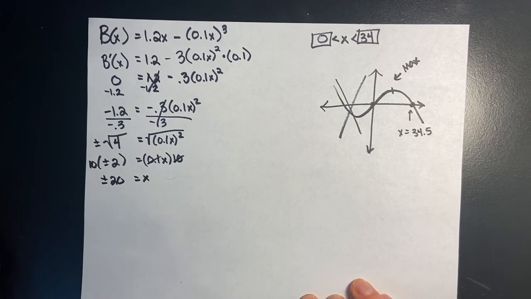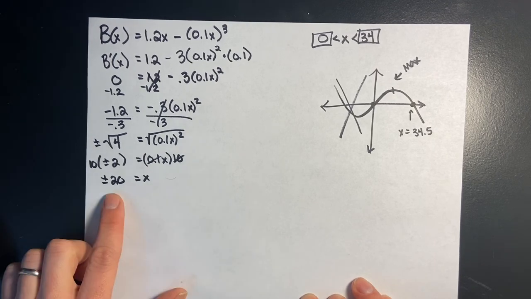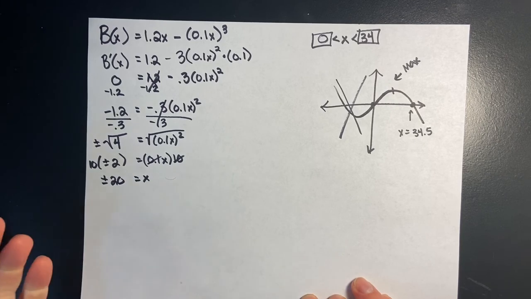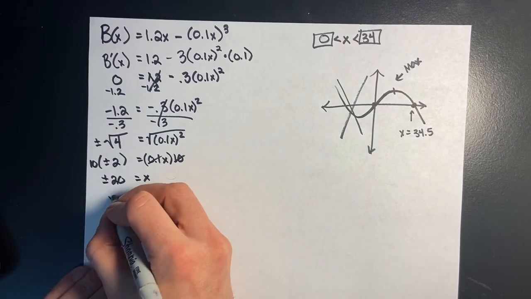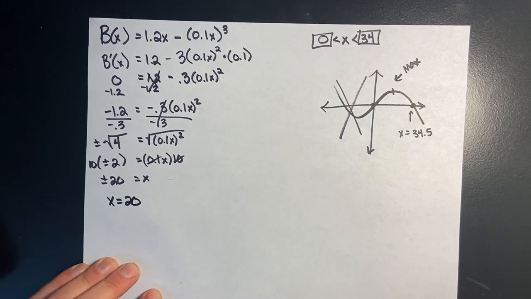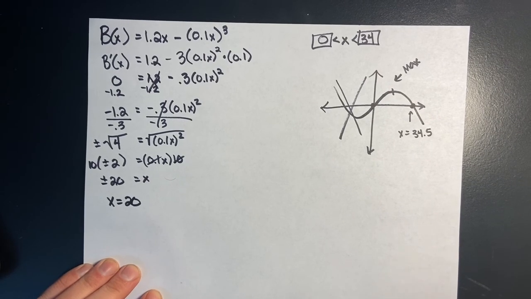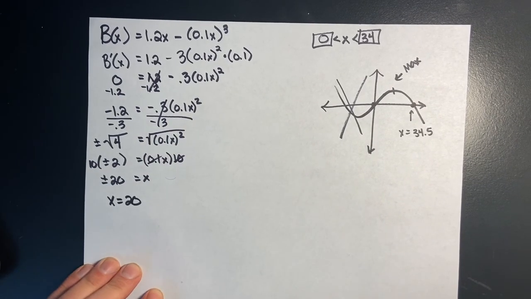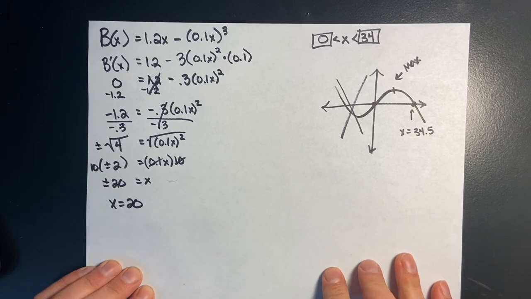Now, common sense would tell me that if this is a word problem, and if I'm to find out how many buses I should sell to maximize profit, what I don't need is the negative. Because you can't sell negative 20 buses. So x is going to equal 20. Not negative 20, because, you know, can't sell negative buses. Let's plug stuff in.